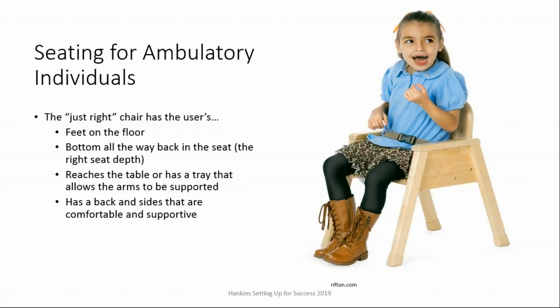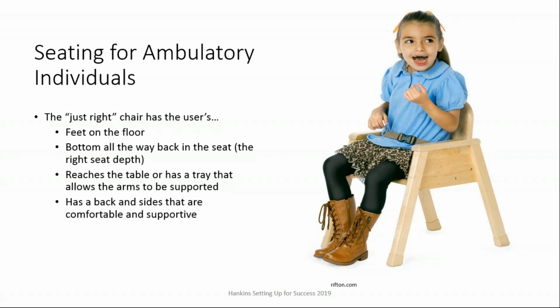Seating for ambulatory individuals is just as important. I showed you pictures of Isla earlier. She is an ambulatory individual, but she requires, because of the nature of her diagnosis, good seating. The Just Right chair has your feet on the floor. So when I would go and do early intervention and go to daycares, and I would see kids' feet swinging or their bodies in one of those little bucket seats around a table, I would just kind of cringe because they didn't have that stability.